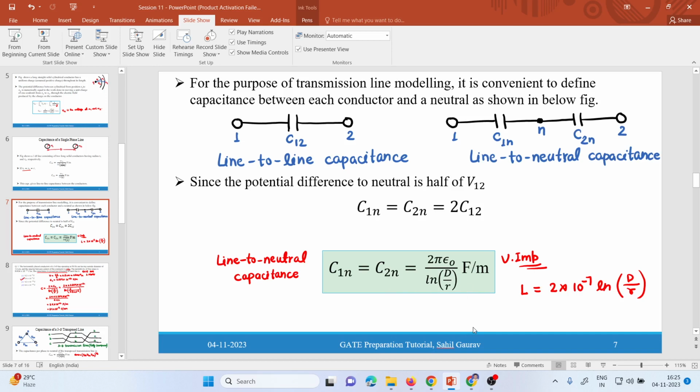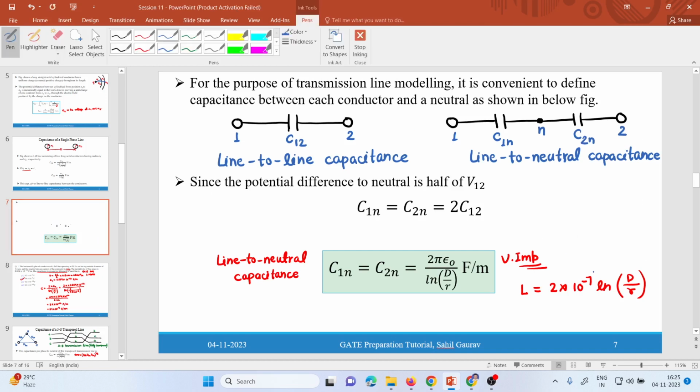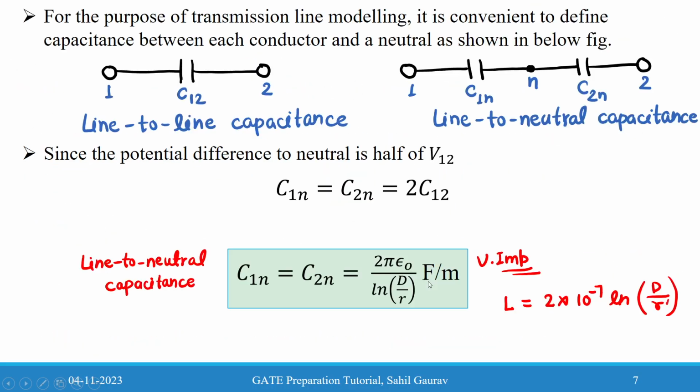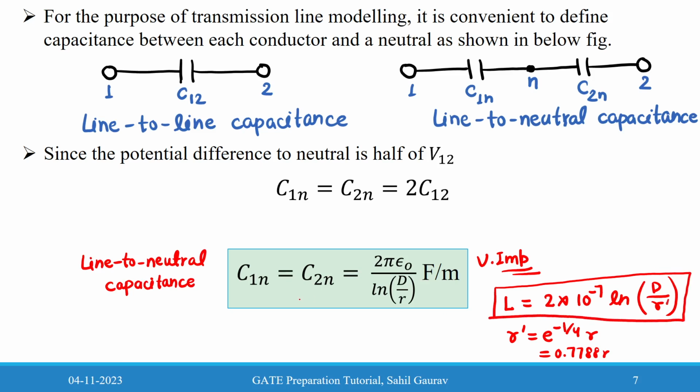Sorry, here I have to write R dash. So R dash is e to the power minus 1 divided by 4 into R, that is 0.7788R. So this is the inductance expression and this is the capacitance expression.